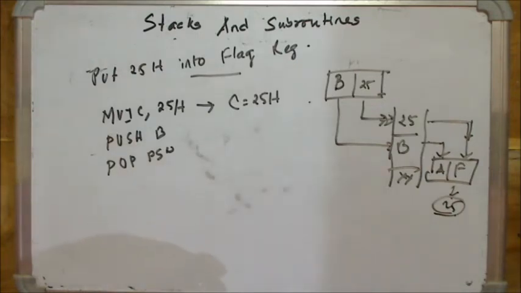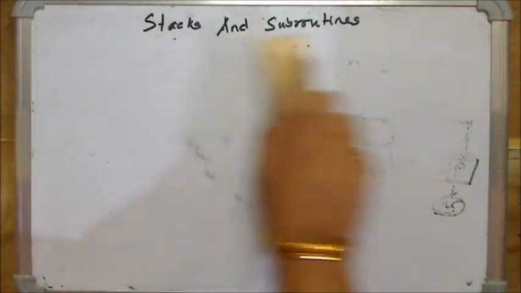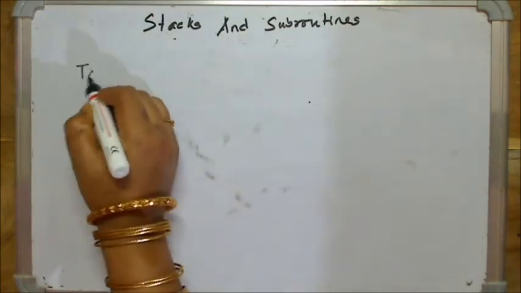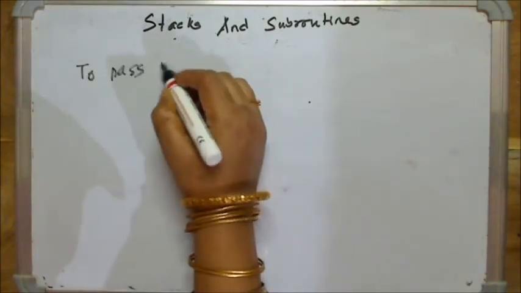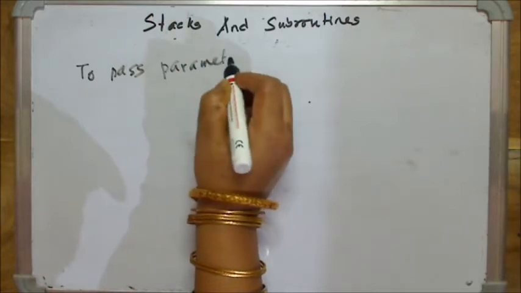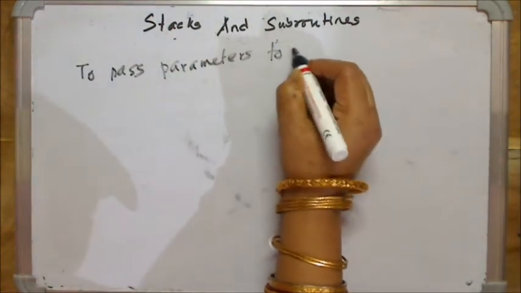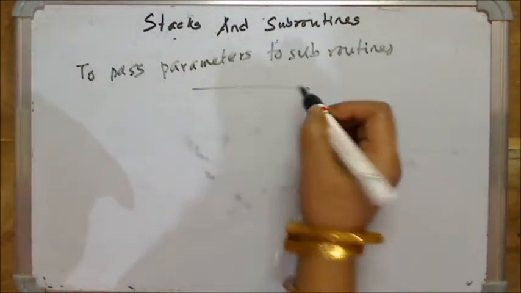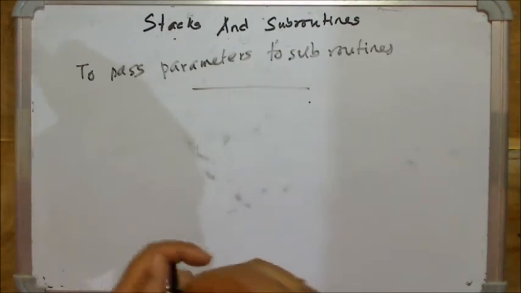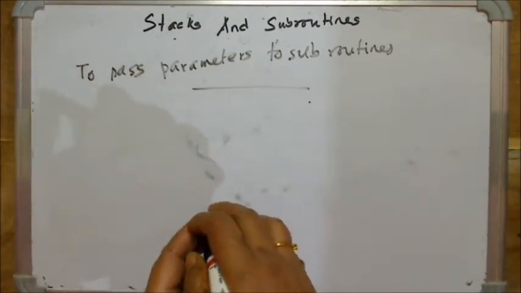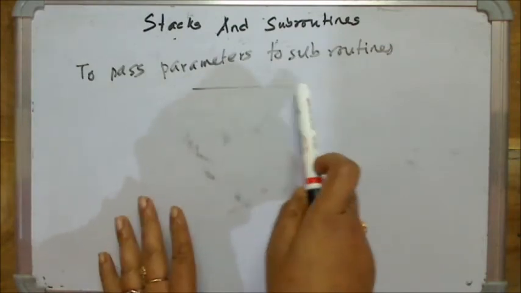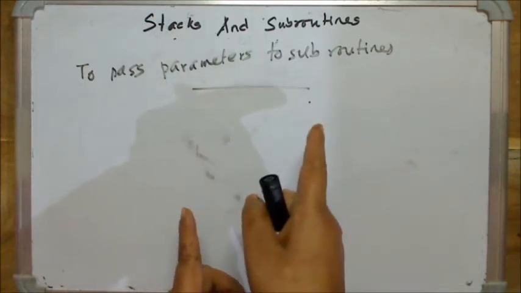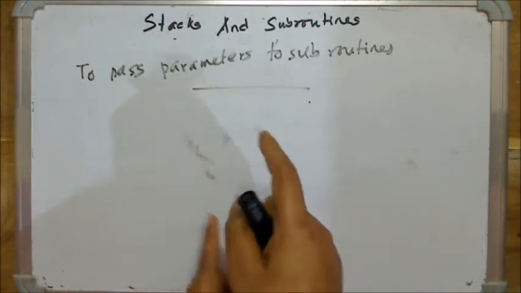Now the fourth one. The fourth use of the stack is to pass parameters to subroutines. Right now I will leave it as it is. I will not explain it here just yet, because you don't know what parameters are. At the end, I will explain this with an example.